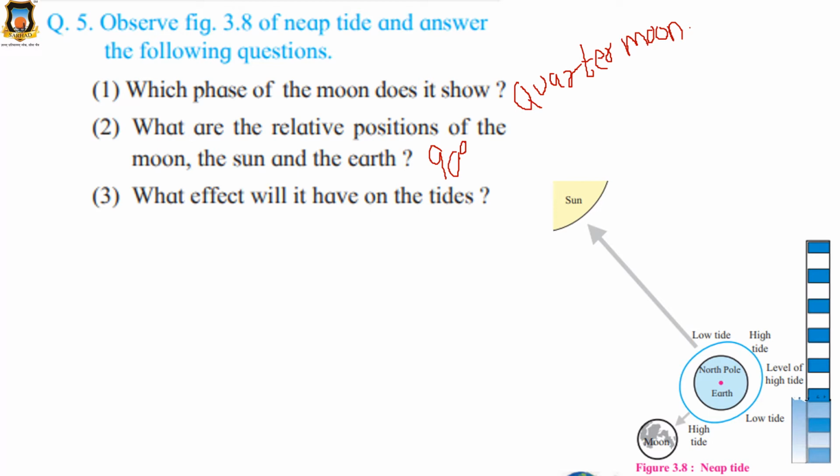What effects will it have on the tides? Such a position of the moon, the earth and the sun will lead to neap tide. What will happen because of this position? There will be neap tide. Understood? Okay.